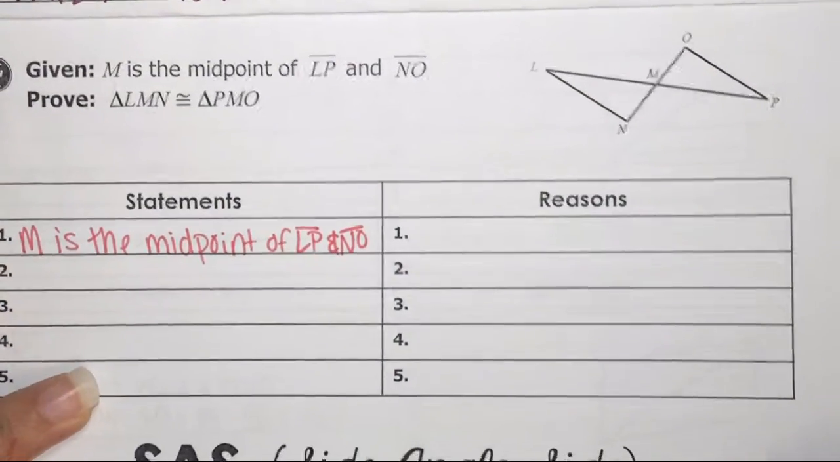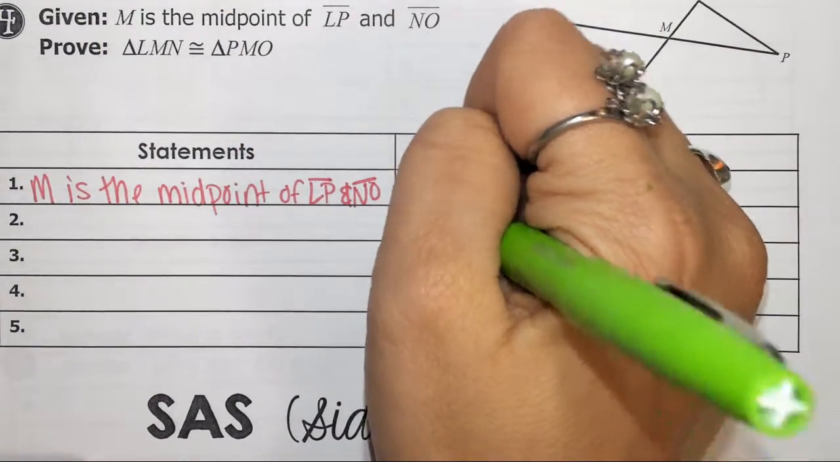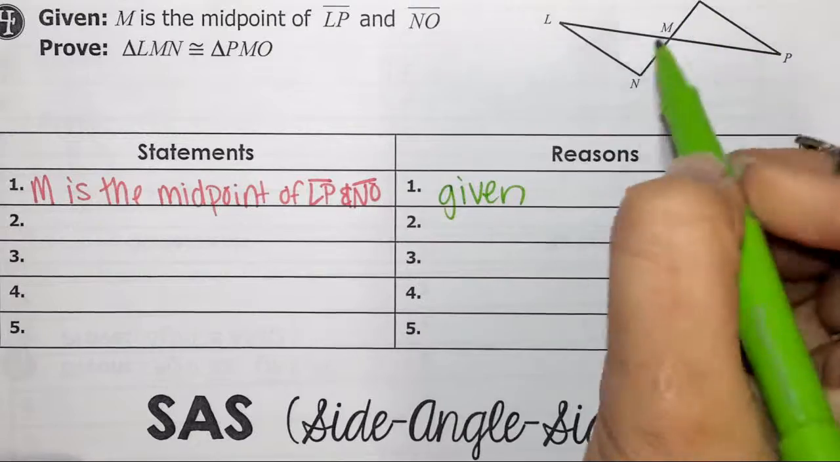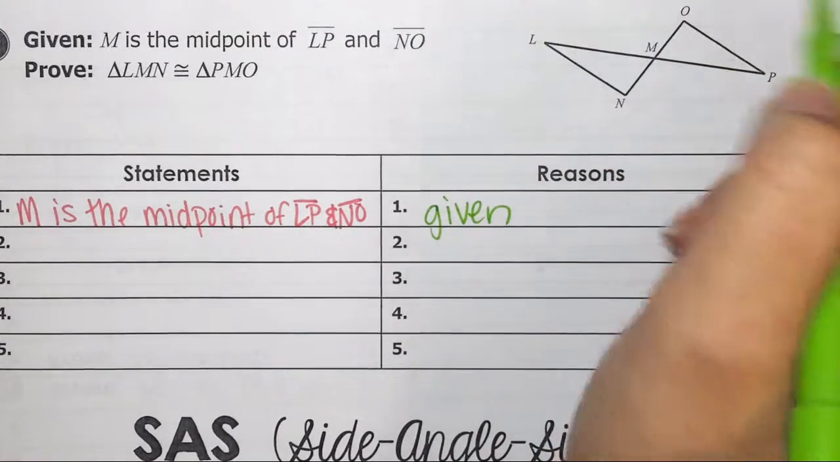If it's the midpoint, what does that mean? It cuts it in half. So what would you do with these sides? Oh, I don't know.